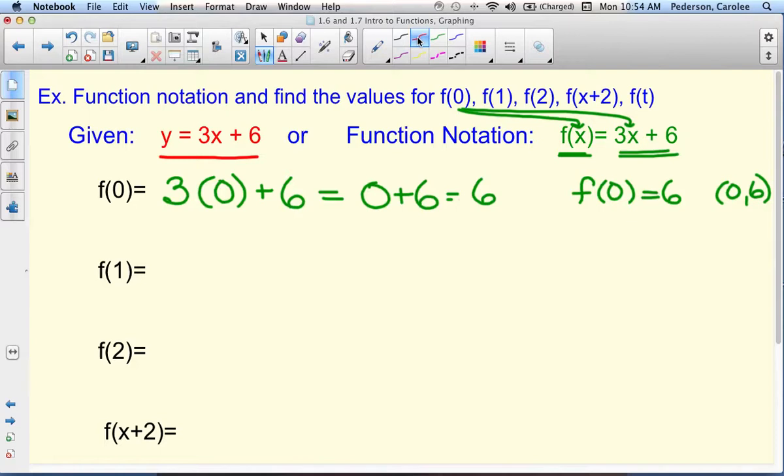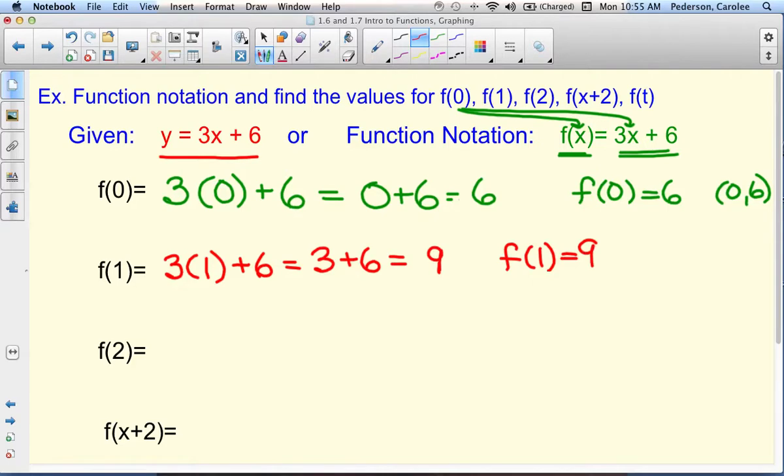Now let's evaluate for f of 1. So we're going to say f of 1 is, replace that x with 1, and now simplify it. 3 times 1 is 3, plus 6 is 9. So we say then, f of 1 equals 9. As an ordered pair, it would be (1, 9).